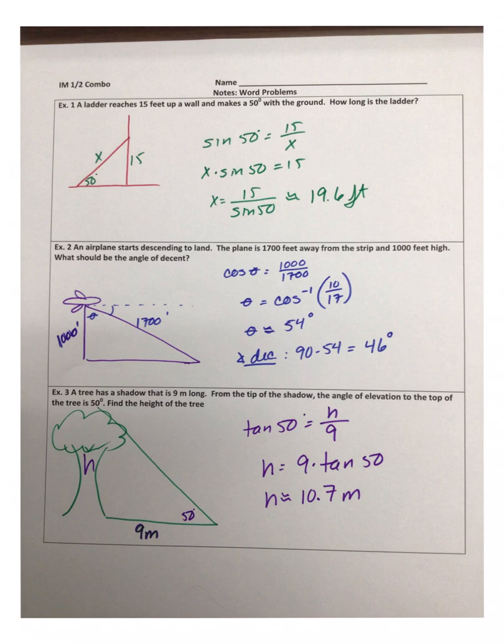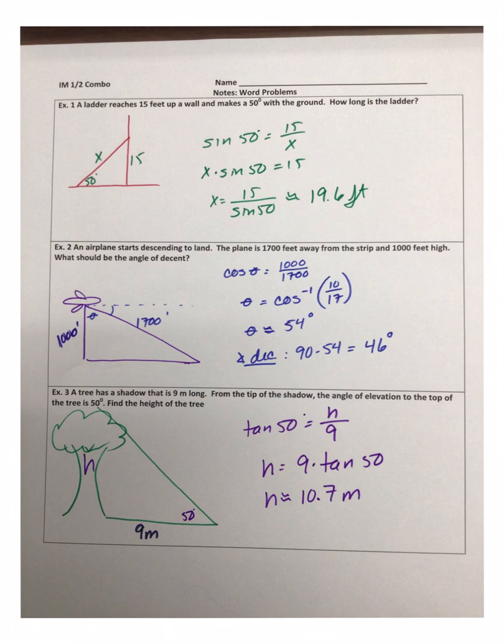That's not the angle of descent. The angle of descent is how far the plane has to turn. So this angle right here, that's the angle of descent, but since this is a right angle, I just subtract 90 minus 54 degrees, and the angle of descent is actually 46 degrees.